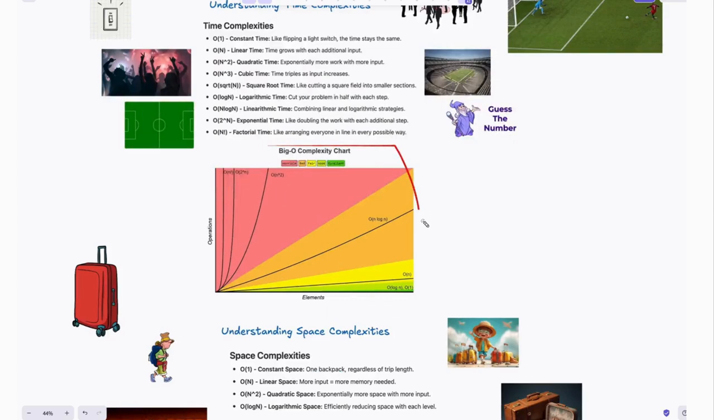So this is the big O complexity chart. As we see here, excellent is O of 1, then good is O of log n. Next, fair is O of n, then bad is O of n log n, and then horrible time complexity is O of n square, O of 2 power n, and O of n factorial. These will take longer operations, right? When the number of operations increases, it's a bad time complexity for a computer. So the order is O of 1, O of log n, O of n, O of n log n, O of n square, O of 2 power n, and O of n factorial.